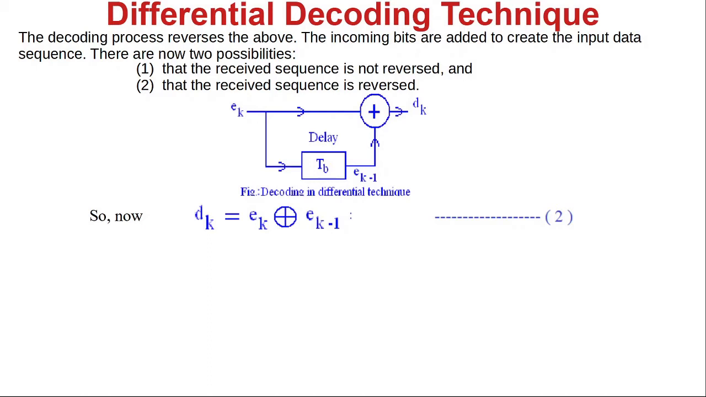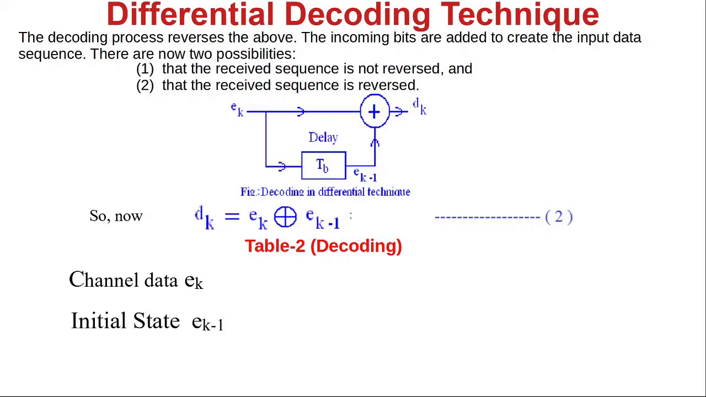Now let's see how the circuit deals with each of these possibilities. Table 2 shows what we are getting because of the decoding process when the received sequence is not reversed. Here the channel data is ek, the initial state will be ek minus 1 and the data stream received at the output, that is dk, is ek exclusive or ek minus 1.